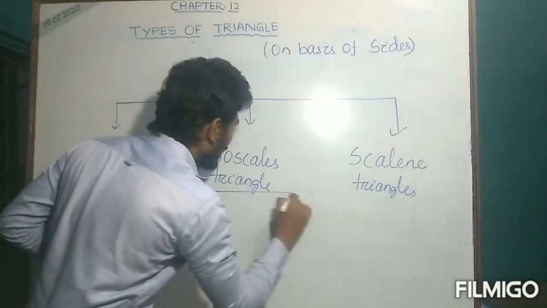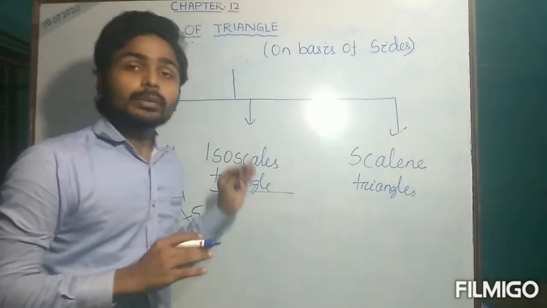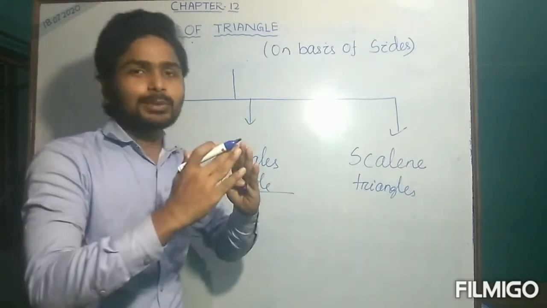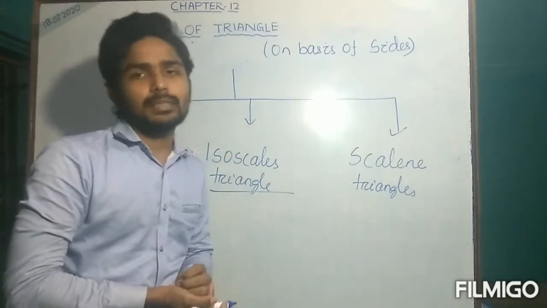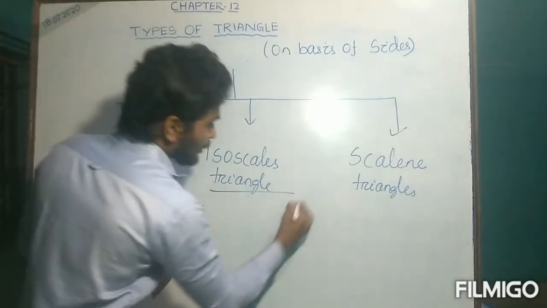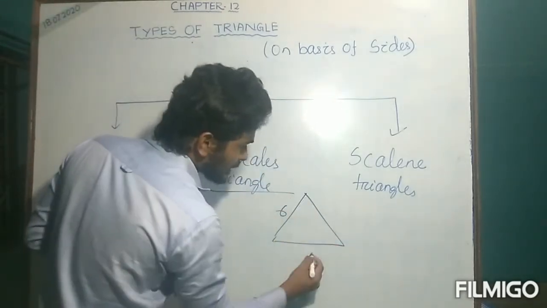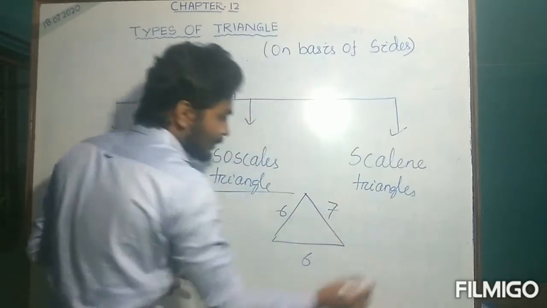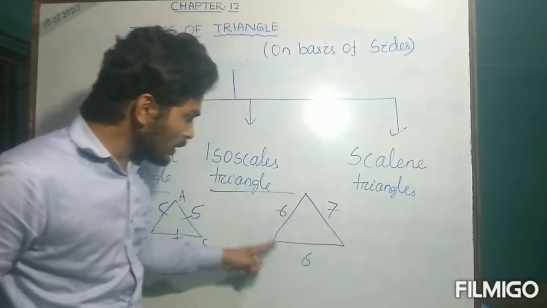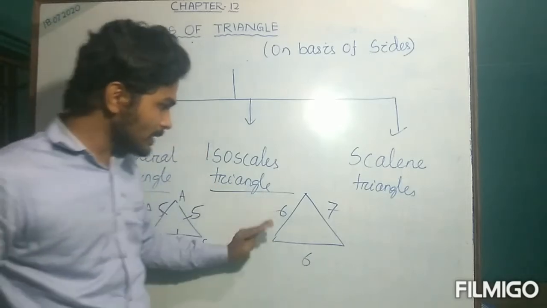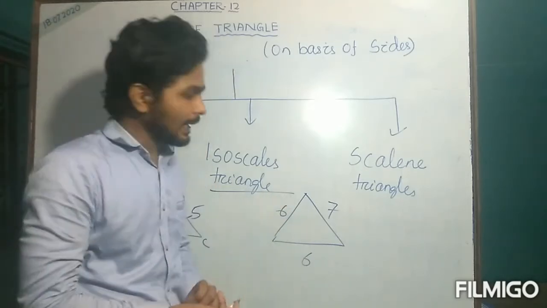Now, the second one is isosceles triangle. So the isosceles triangle means a triangle in which any two sides are equal. Any two sides. If this is a triangle, this is 6 cm, this is 6 cm, this is 7 cm. Now here, out of the three sides, the two sides are equal. Since the two sides are equal, this is known as isosceles triangle.